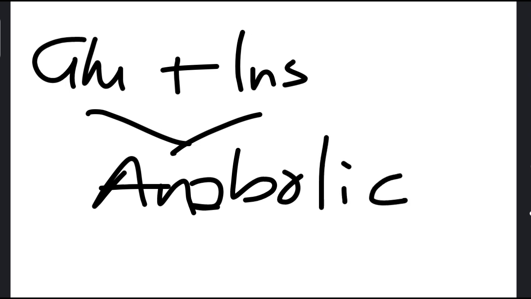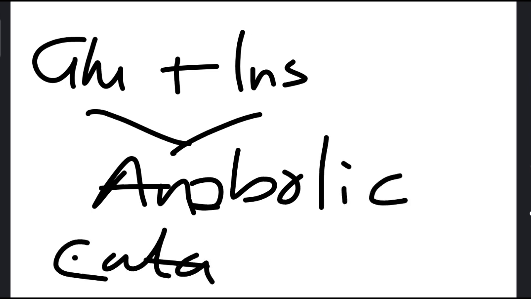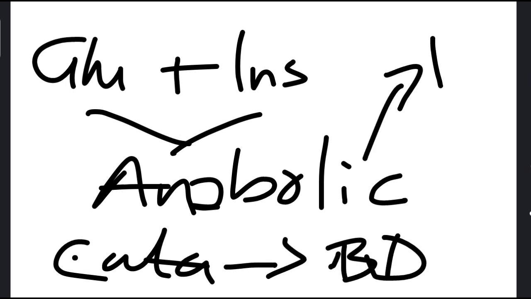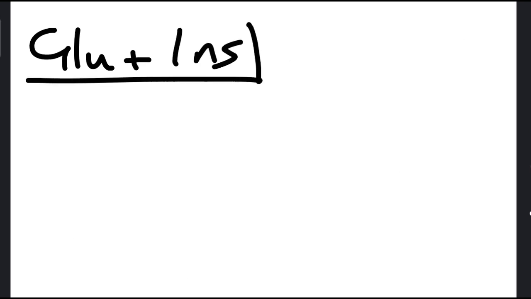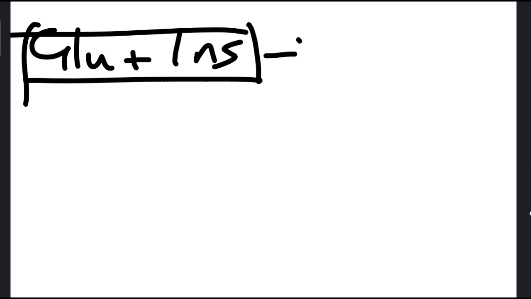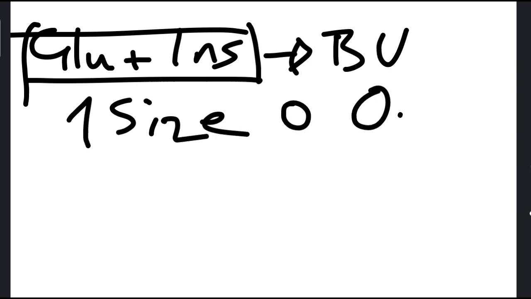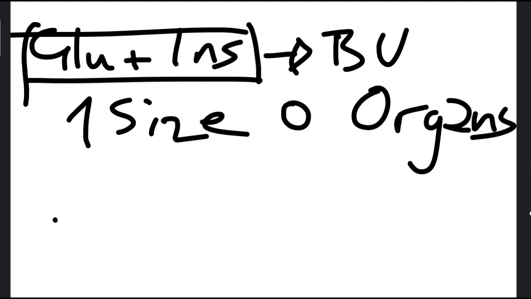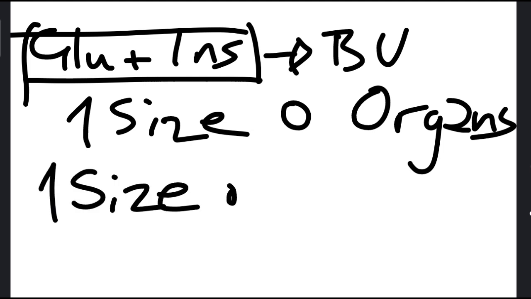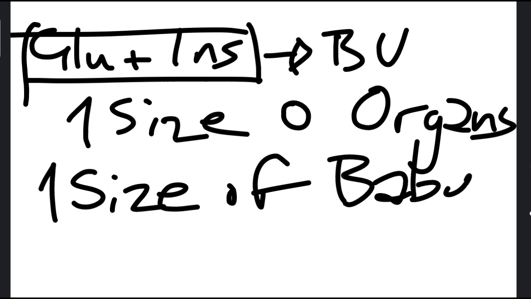If you remember, you have anabolism and you also have catabolism. Catabolism is basically the breakdown, whilst anabolism is the build-up. So we have glucose, we have insulin high inside the baby. This means that baby will begin to build up. We'll see an increase in the size of organs, and ultimately an increase in the size of the baby, basically due to the increase in insulin and the like.